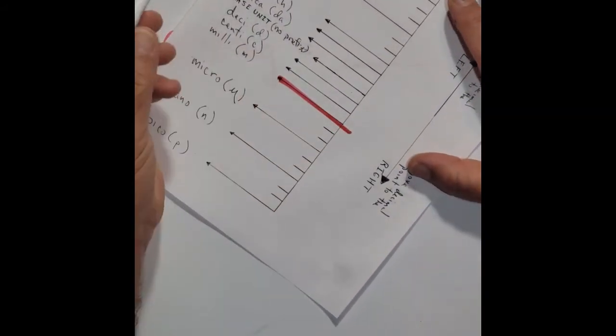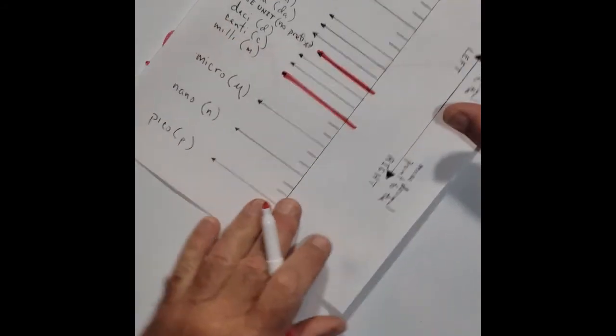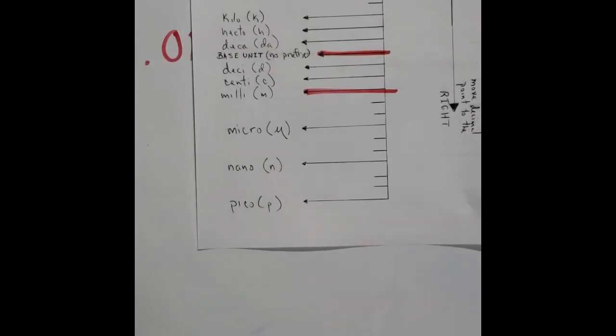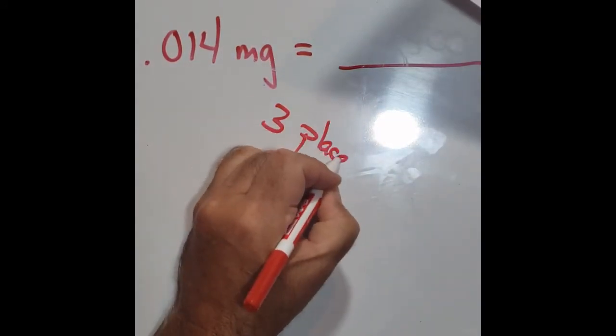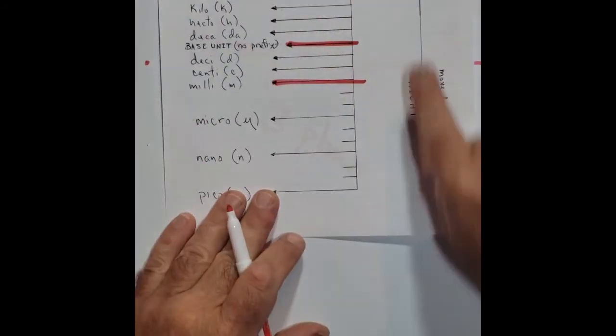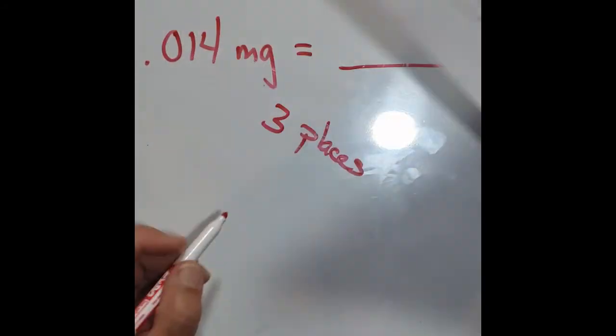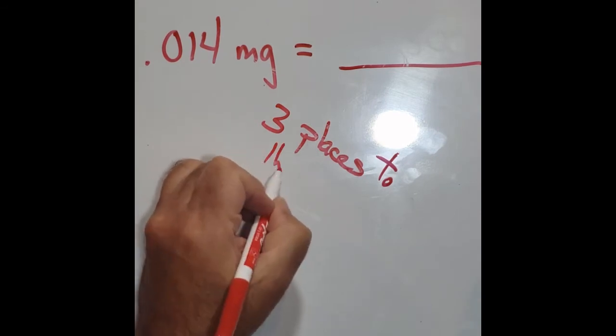So we're going to go from milli, which is right here, to the base unit, which is right here. Okay. All right. Now, how many jumps is that? That's 3 places, or 3 jumps. And since we're going from milli up to the base unit, we're going to move to the left, 3 places to the left.